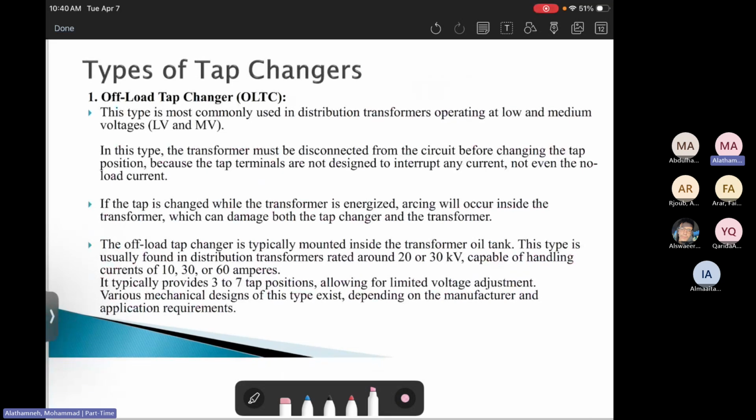Okay, types of tap changers. As I said before, there is something we call offload and onload, or online. Offload is very common in distribution transformers, and it can be in either low voltage or medium voltage, but I would say it's more common in low voltage.